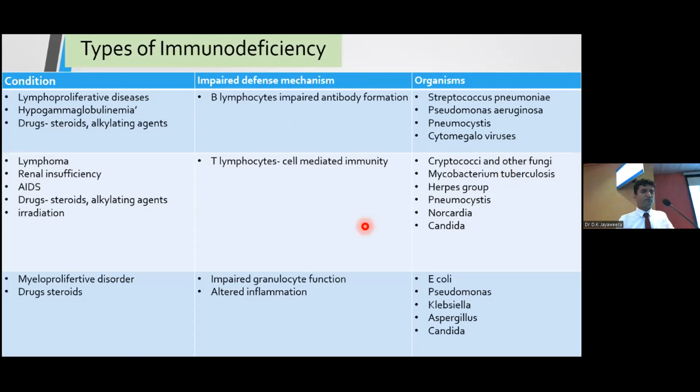Another subcategory is impaired granulocytes, due to myeloproliferative disorders or drugs like steroids. Then our normal common bacteria will infect at that point. What I want to highlight here is that drugs like steroids, which are widely used in many patients, can affect B lymphocyte function, T lymphocyte function, and cause neutropenia as well.